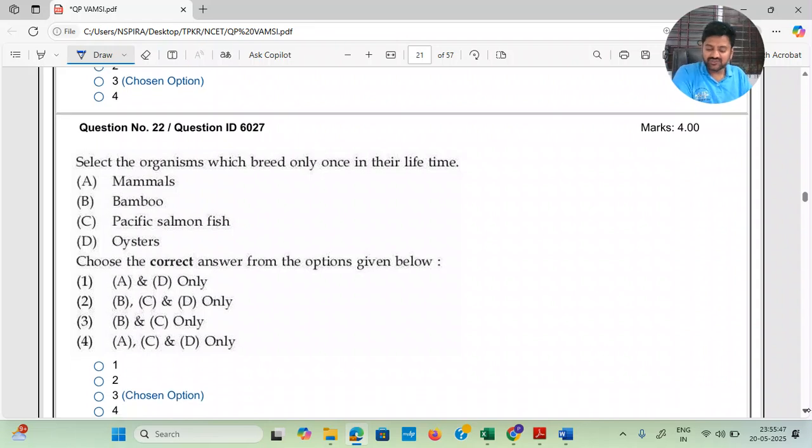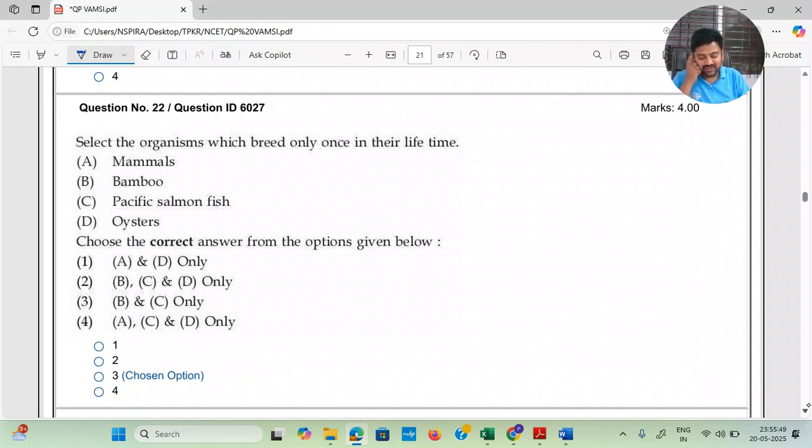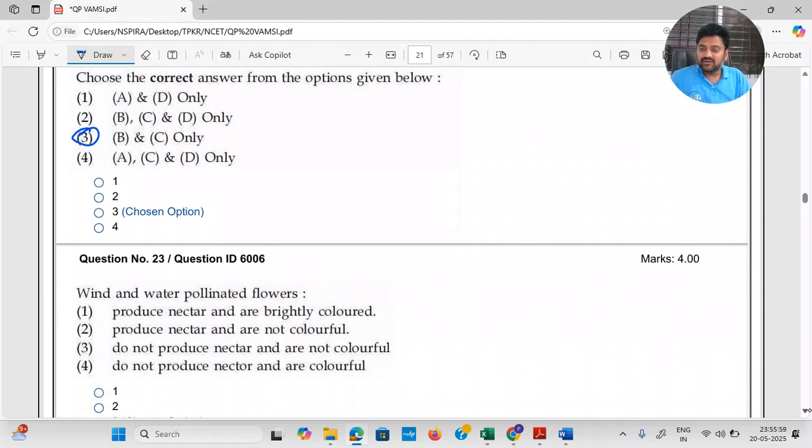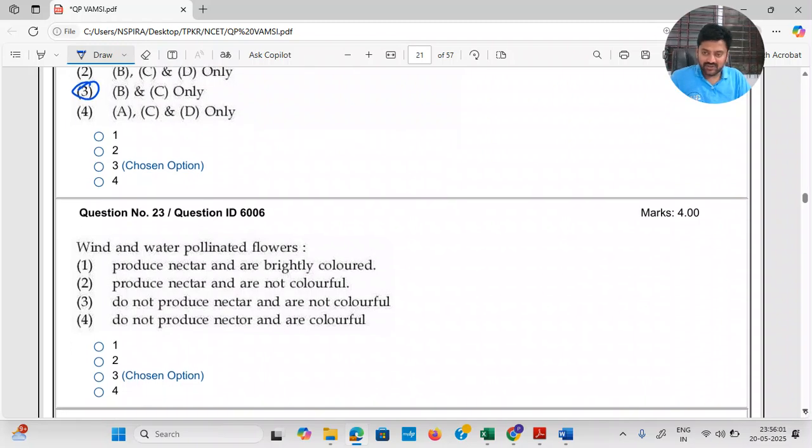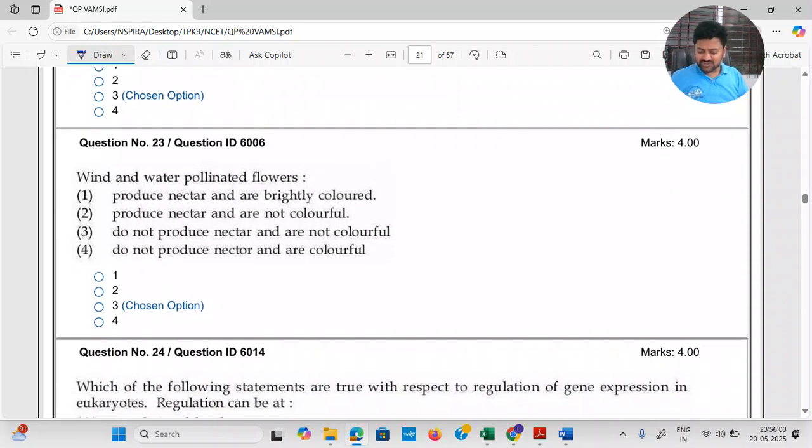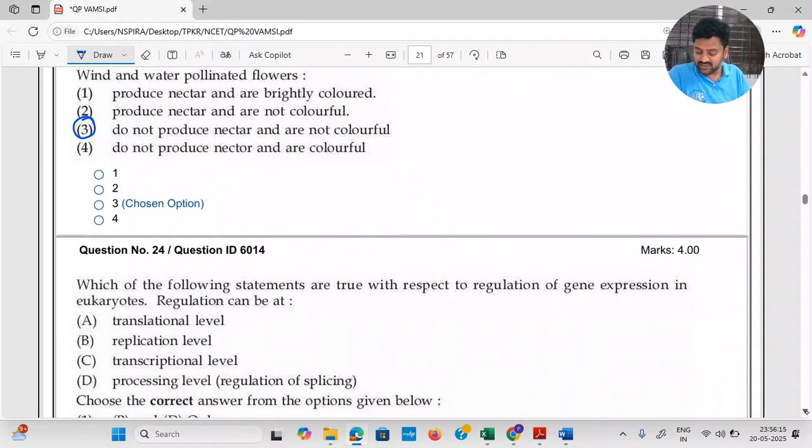Select the organisms which breed only once in their lifetime. You know that bamboo, monocarpic type, Pacific salmon fish also. So third one is correct. Wind and water pollinated flowers produce nectar and brightly colored? No. Produce nectar and are not colorful? No. Do not produce nectar and not colorful. This will be the most suitable answer for question number 23.